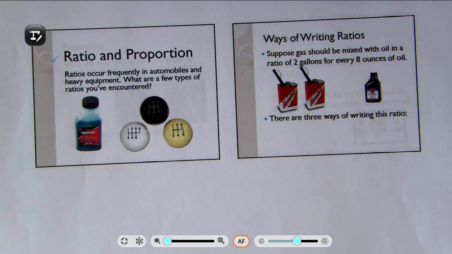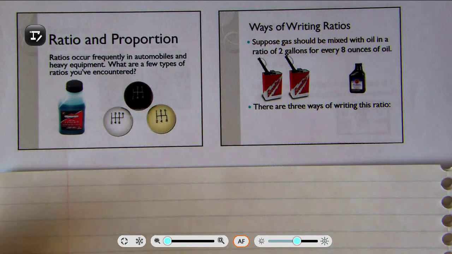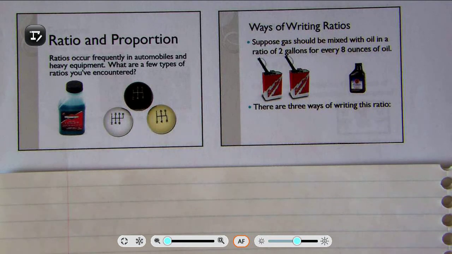If we're looking at ratios and proportions, we see ratios all the time, or at least they are out there. You just have to realize that they're out there. Ratios occur frequently, a lot of times when you're mixing gas and oil. That's one of the common places I see it. You can see it in a gear ratio and other places, but the place I see it most of the time is how I mix my oil into my gasoline for my chainsaws and my boats and other tools that I have around the house.